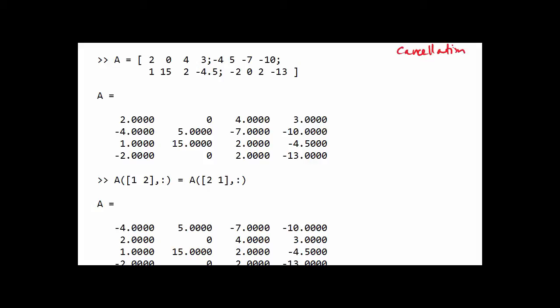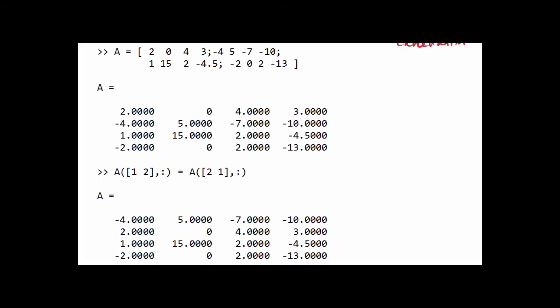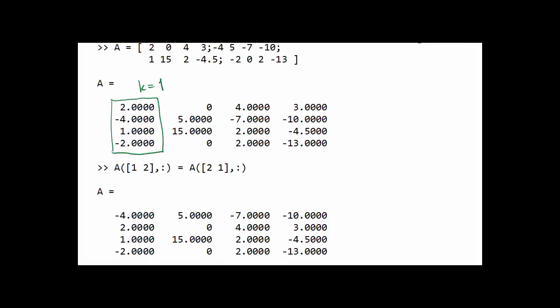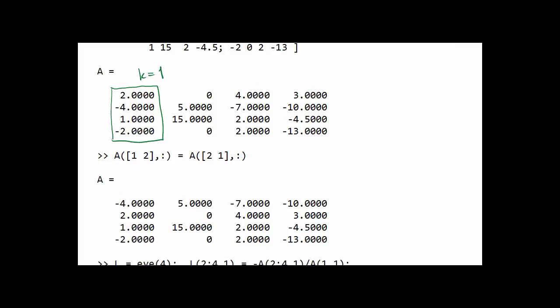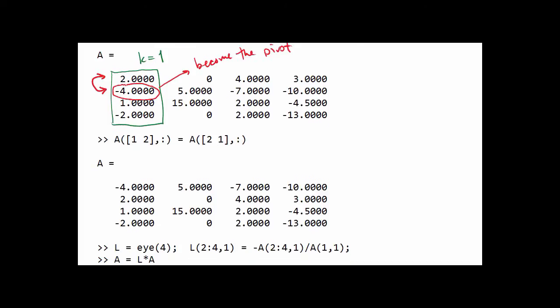Here's our same 4x4 matrix as we did for the PLU factorization. Now, in this case, we want to start with K equals 1. We want to put zeros in row 1, column 1, below the diagonal. Well, the largest pivot element, after taking an absolute value, is negative 4. So this should become the pivot. So that means we need to swap row 1 with row 2, which is exactly what this line does.